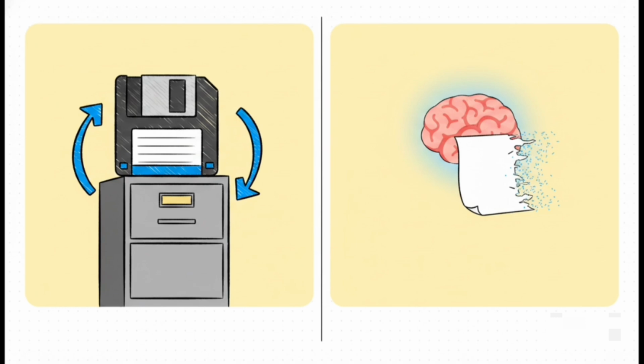A CTE, however, exists only in logical memory for a single use within that exact query. It vanishes immediately after. The golden rule: use temp tables when your data needs to be reused multiple times, and stick to CTEs for short-term data manipulation to keep your code super clean and readable.